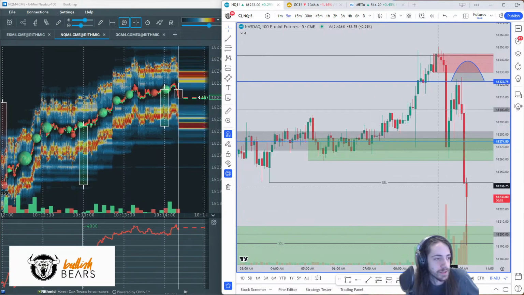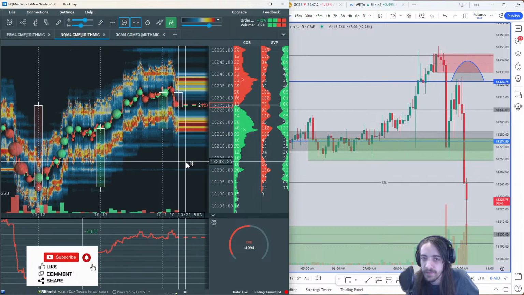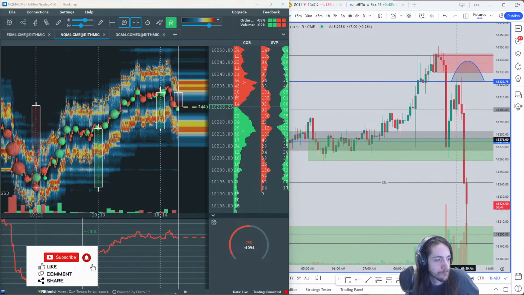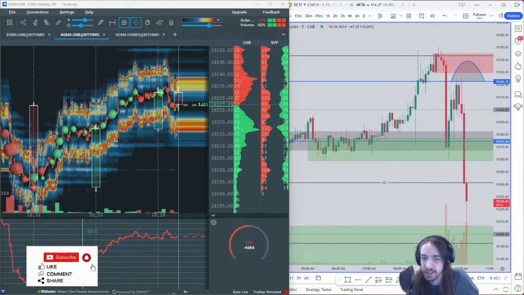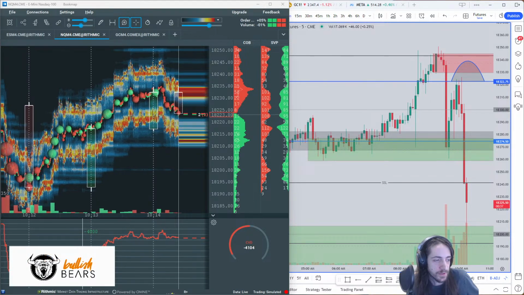Nice bounce off that sell side liquidity. Everybody chasing shorts down there are stuck right now. Definitely considering grabbing some longs on NQ, but I'm going to stay patient because we do have a lot of liquidity to the upside we have to come back into.